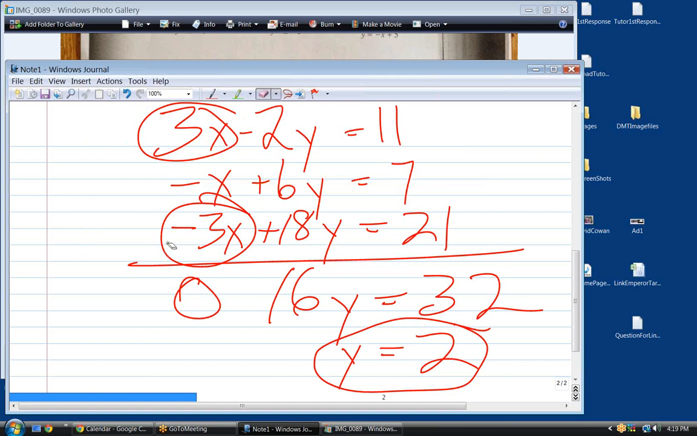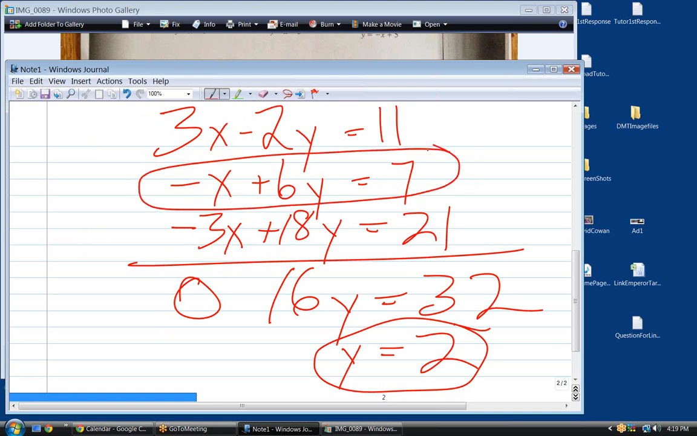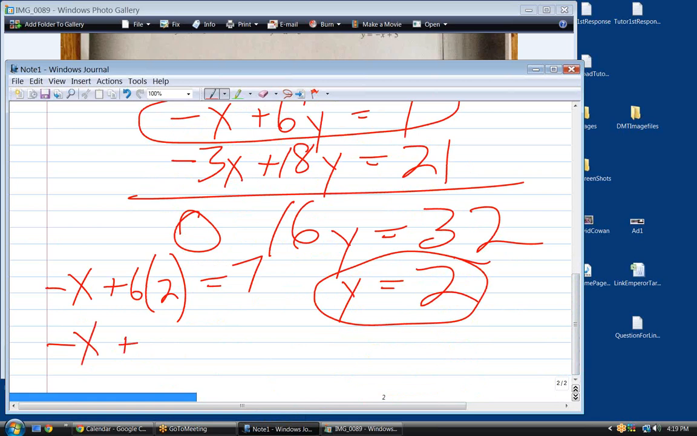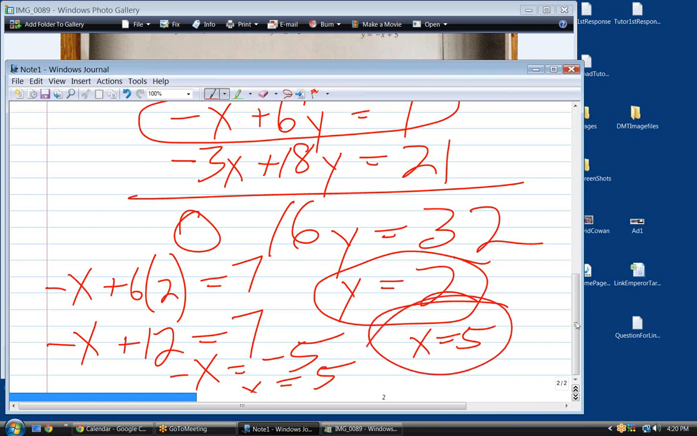And once I have a solution for y, well, I can go back into any of the 3 equations that I have there and solve for x. Let's choose the simplest one, that one right there. I'm going to substitute 2 for y, so I got minus x plus 6 times 2 equals 7. That's minus x plus 12 equals 7. That's minus x equals minus 5. That means x equals 5. So y equals 2, x equals 5 is a solution.